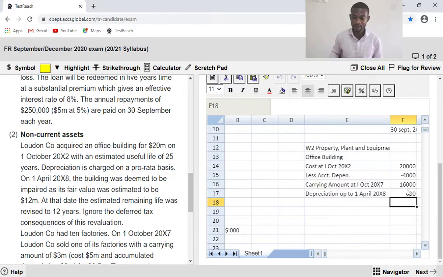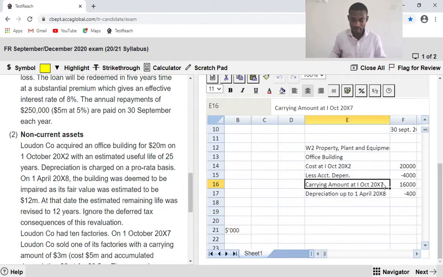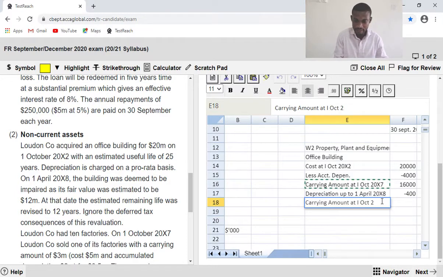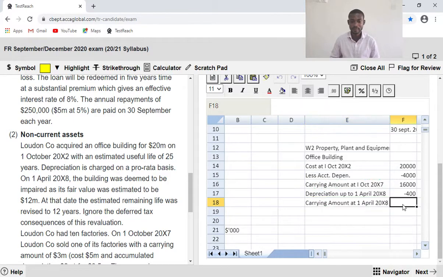So I'll reveal this again and say, you know what, I will negate it so that it's a deduction. Then I'll have carrying amount, so I can just copy this. Control C and then come down here, Control V, and paste it. But I'll change the date. I'll highlight it and change the date. They say at 1st April 20x8. Very interesting. Now, it is equal to the 16 plus the depreciation of 6 months. And I'll put it here. Now, look at it, 15,600. I'm still building on these workings.